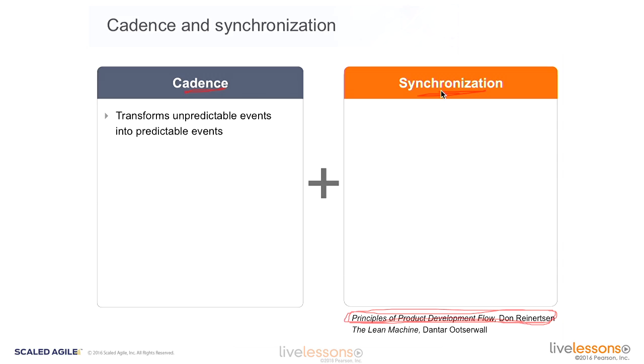Let's talk about cadence and synchronization. These are key, absolutely key elements, and we use them throughout, and we've used them certainly before Don wrote his Principles of Product Development Flow, but I'll have to tell you, it was only when I read his book that I understood why I use them, why we get the benefits out of cadence and synchronization. Well, what are they? Cadence transforms unpredictable events into predictable events.